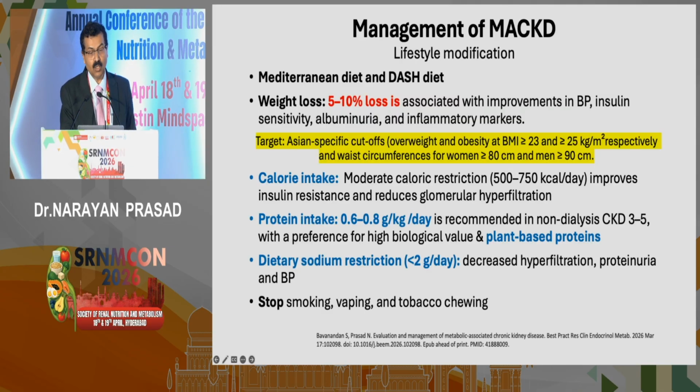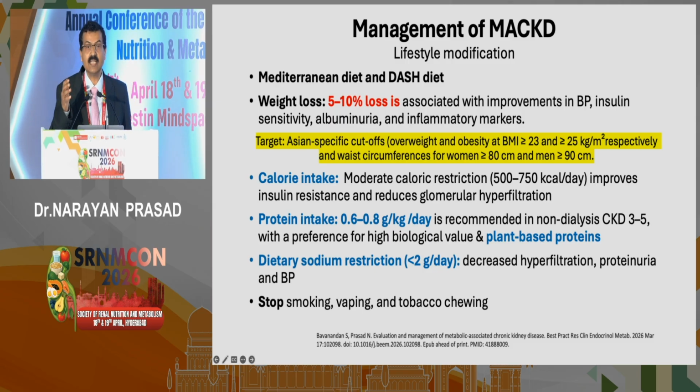So, management of MACKD: Mediterranean diet or DASH diet, that we all understand, I am not going to talk about. Weight loss, but nobody has time to say how much weight loss there should be, whether the patient is going to lose 10 or 12 kg in 3 months or 1 month. We should give the target: 5 to 10% loss is associated with improvement in BP, insulin sensitivity, albuminuria and inflammatory markers. Calorie intake, how much we should restrict, for that we do not have the time.